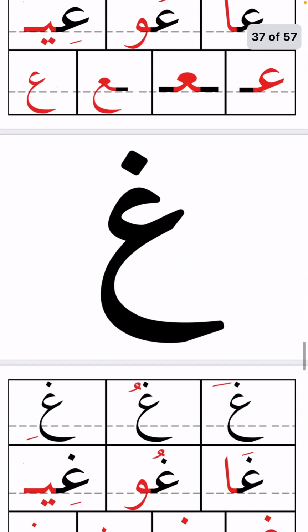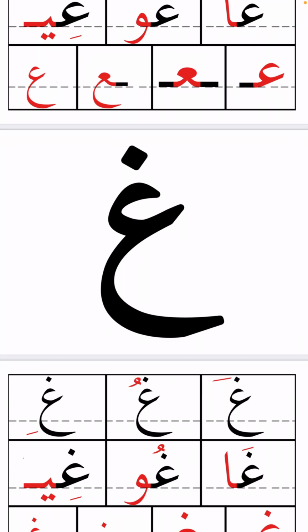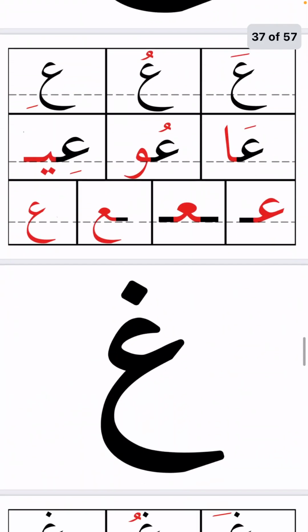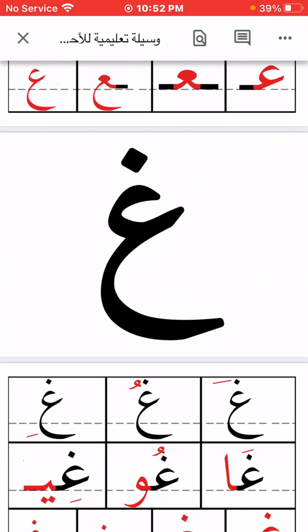Look, it's so amazing. This has a sister. Its sister looks like it in shape, but there is one dot above, and it is different in pronunciation. This letter is also heavy, but pay attention. Ayn is not heavy. A is light, but this letter is heavy. How do we pronounce this letter? This letter is ghayn. There is also a noon sound at the end of this name. Ghayn, and above it one dot.